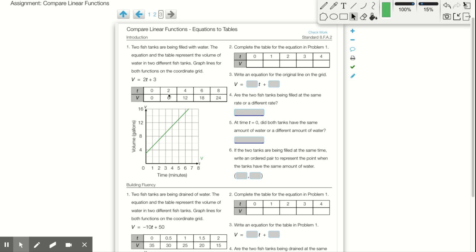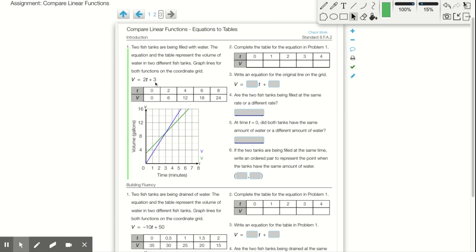For the second one, it starts at 0. And the rate is 2 times 3, 4 times 3, 6 times 3, 8 times 3. The rate is 3. So I'm going to write 3. Start at 0, rise 3, and run 1 here. I think that's right. Let's check it. That's right.